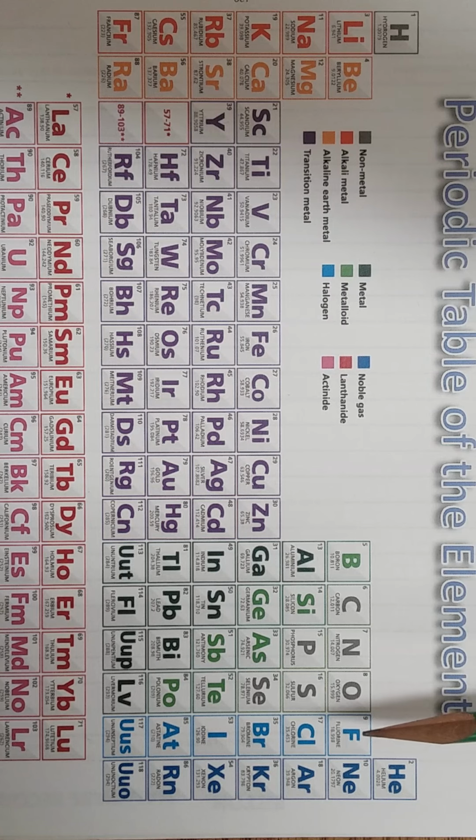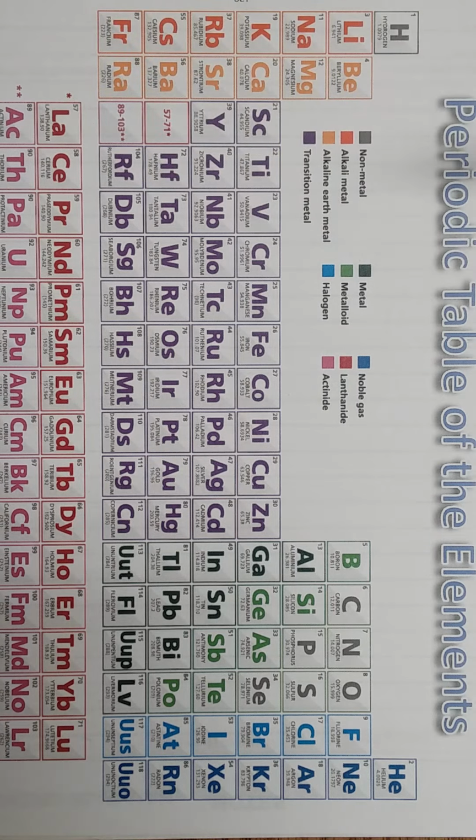This column is sometimes called the fluorine group, but it is also known as the halogens. This column over here is known by a very special name called the noble gases. We will talk about more of these different types of groups in later videos.